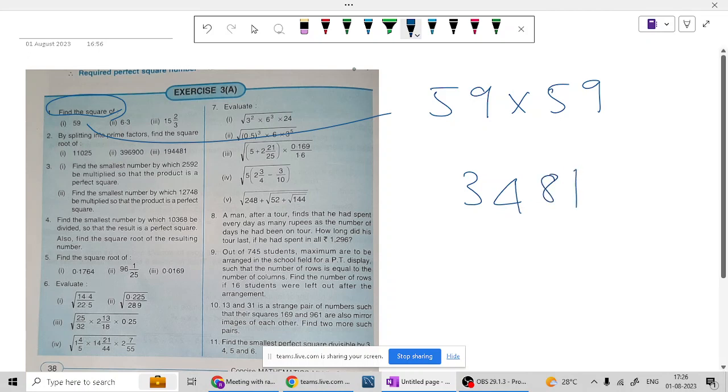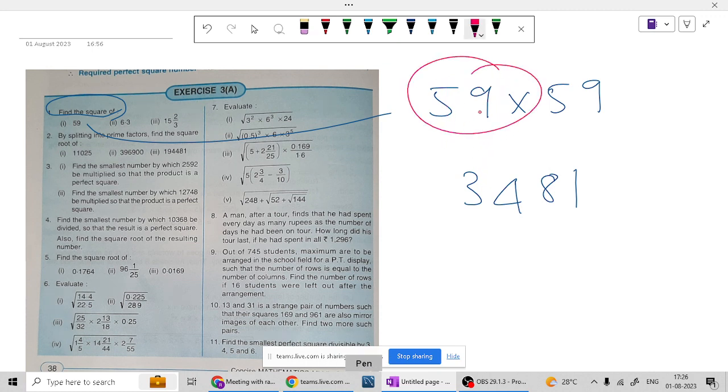3481. According to the concept which I taught, is 59 even or odd? Sir, it's odd. How do you differentiate even and odd? We always check the last digit. If it is odd, the entire value is odd. For an odd number, what's the answer we got? 3,481.